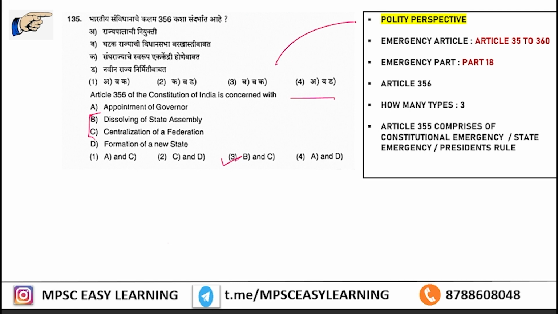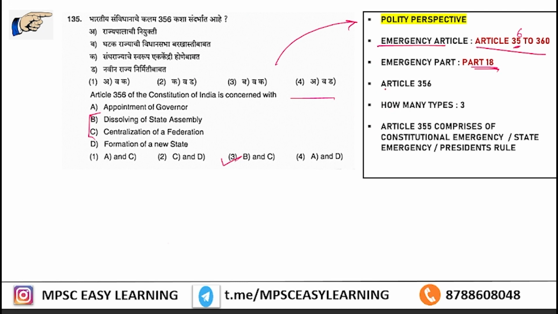Okay, if we see emergency in depth, this is from emergency, right? So the article for emergency is from article 356. Please note ये 356 है, okay? By mistakenly 6 type नहीं हुआ है. So it is from 356 to 360. In which part? It is part 18.